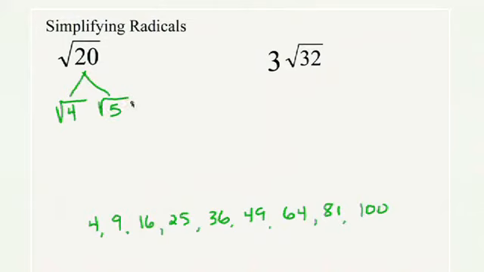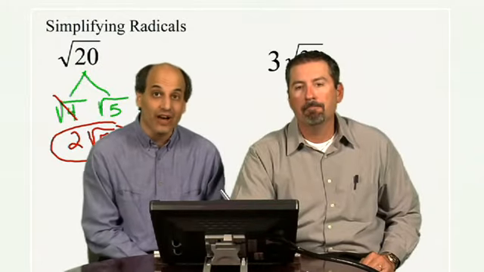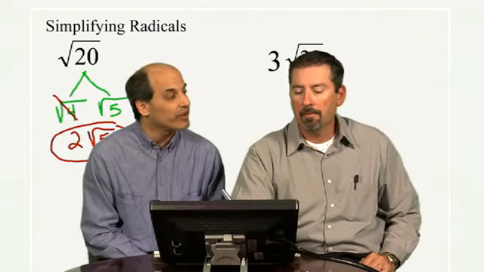Then, since we already know what the square root of 4 is, strike through that and put a 2, and then carry down your remaining radical. This is the square root of 20 simplified. That's right. And again, it's simplified because now there is no perfect square in that list that will divide evenly into 5. That's what we mean by a simplified radical.